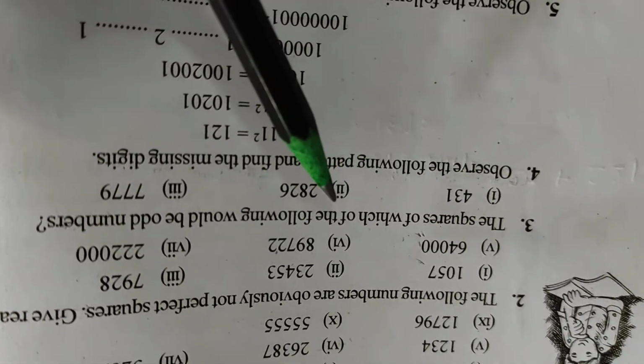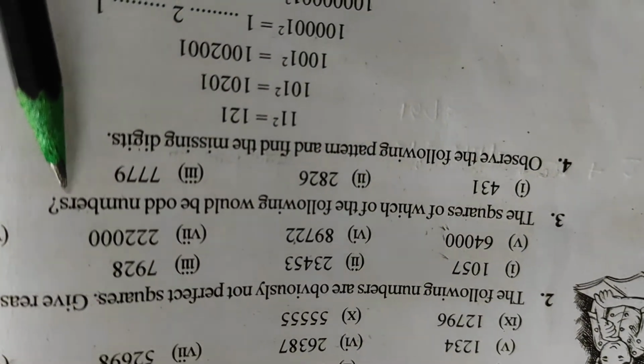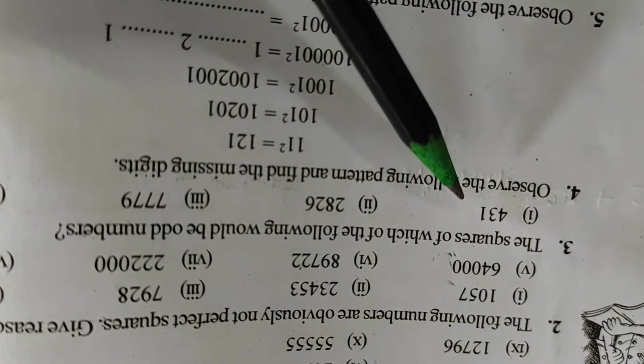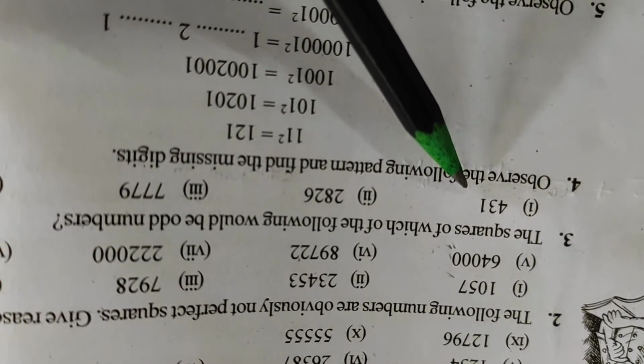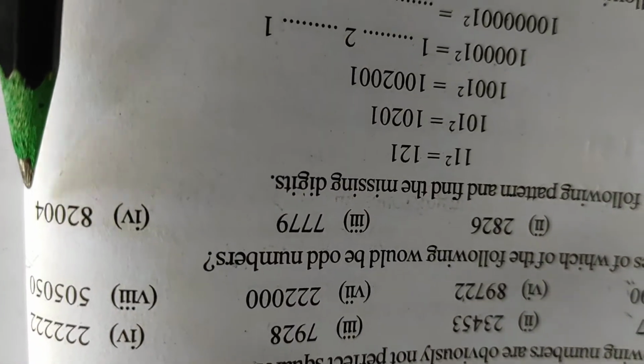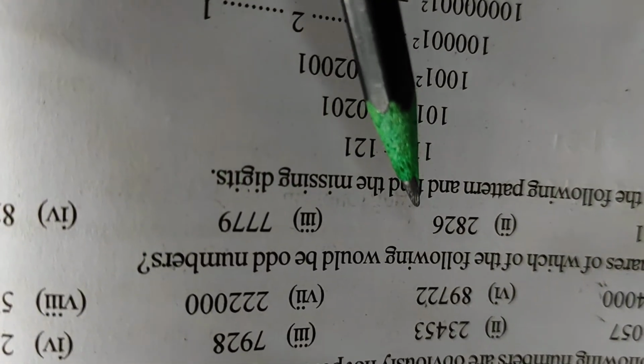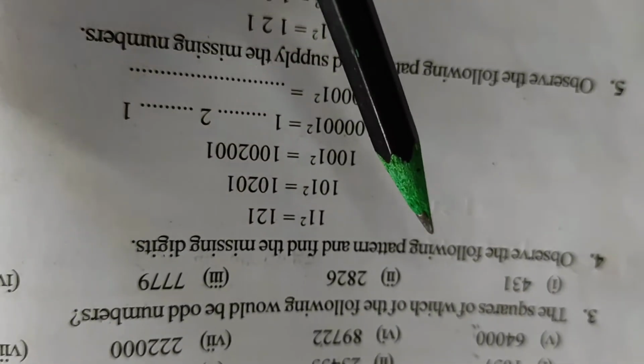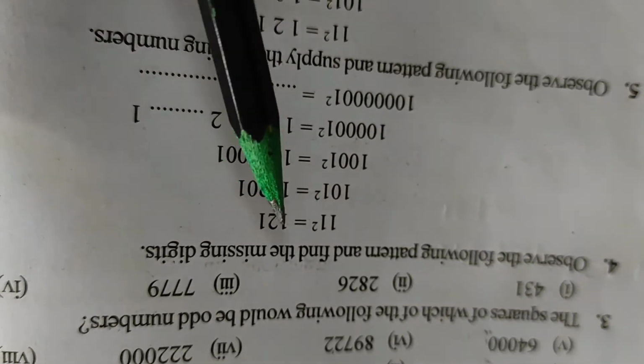The squares of which of the following would be odd numbers? Obviously odd numbers. Odd numbers. Clear?